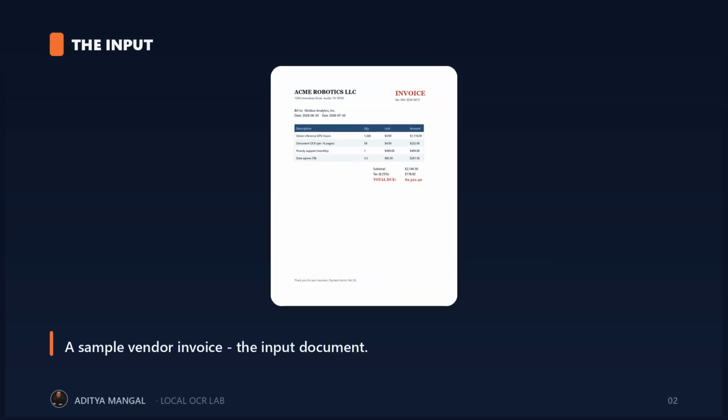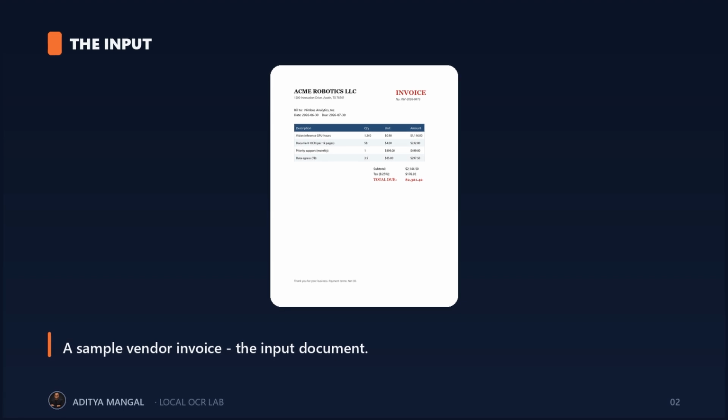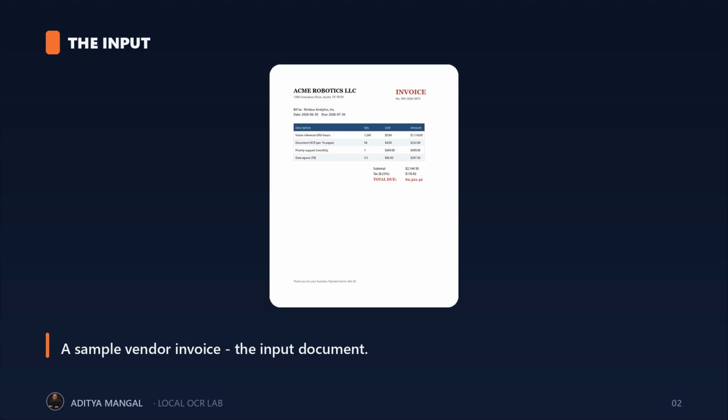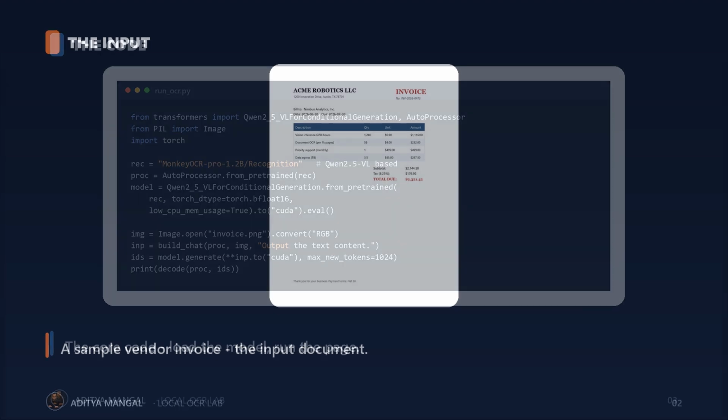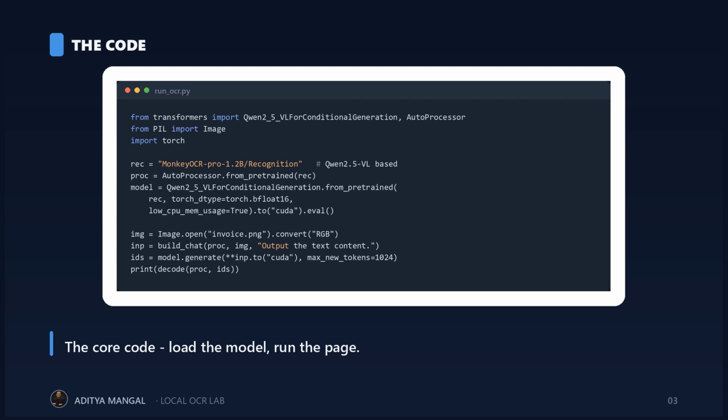Here's the document, a sample vendor invoice. This matters for MonkeyOCR because the full system is a three-stage pipeline. Detect the layout, read each block, then order it. Here I'm running only the middle stage, the recognition model, on the whole page. So this is a fair look at the reader on its own, fed the same invoice every other model in the series sees. And here's the code.